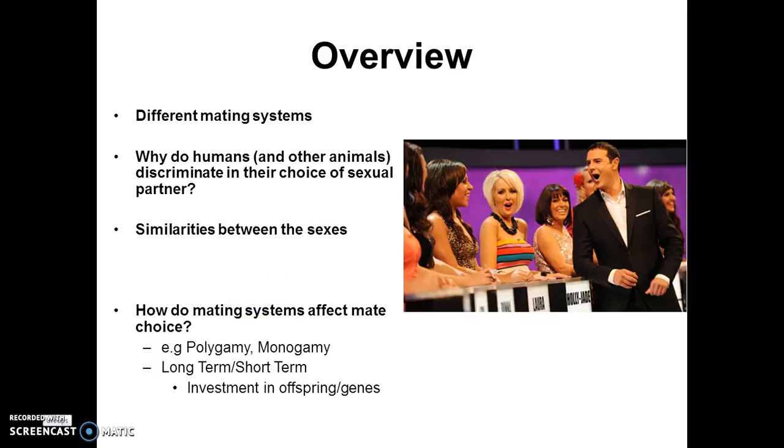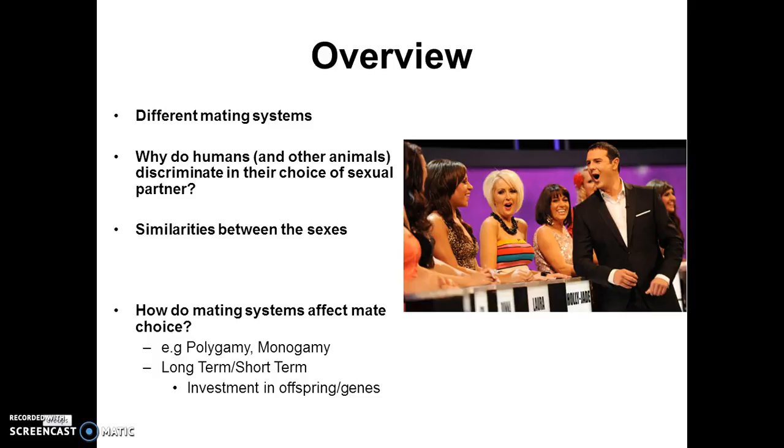So by way of an overview, I'm going to talk about different kinds of mating systems that occur across the animal kingdom. Then ask the questions: why do humans and many other animals discriminate in their choice of sexual partner? Why are we fussy about who we have sex with?